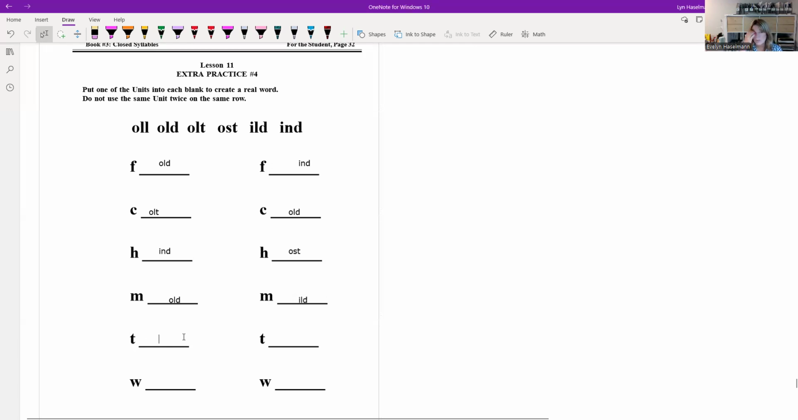Again, I saw somebody with toast here. You can't do that one because that's not how it's spelled. Toast and told. And wind can be the word wind. We talk about that in the lesson, so that's okay. And wild. So that's that.